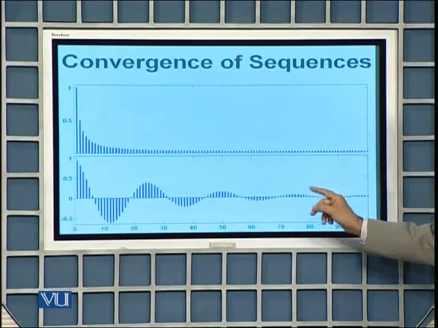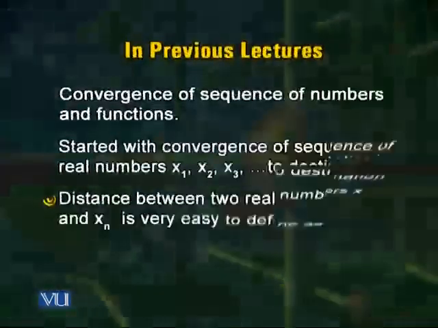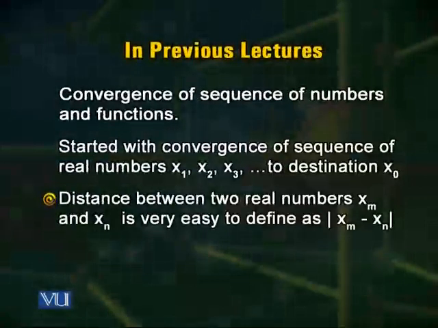Sometimes the number that we get in the sequence is larger than the destination value 0, and sometimes this number is smaller. So in convergence of a sequence of numbers, we define the distance between the destination value and the elements of the sequence as the absolute value of the difference of two numbers. This is the only natural way to define distance between two real valued numbers.